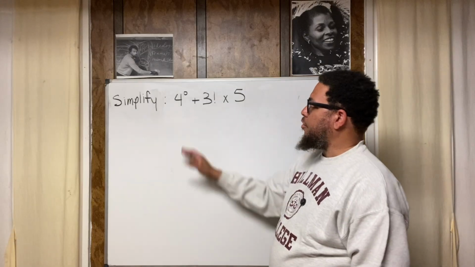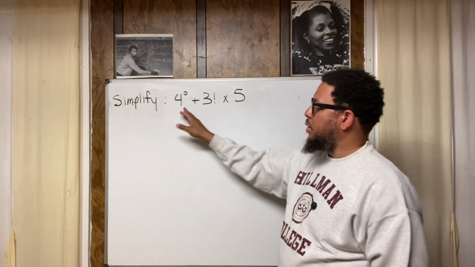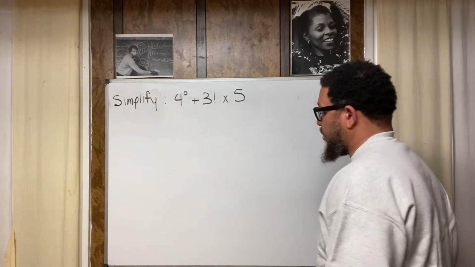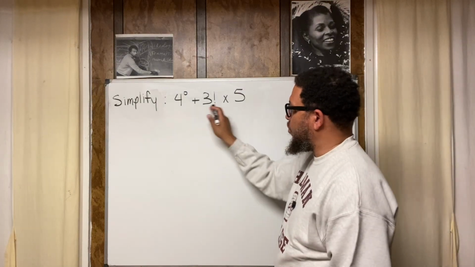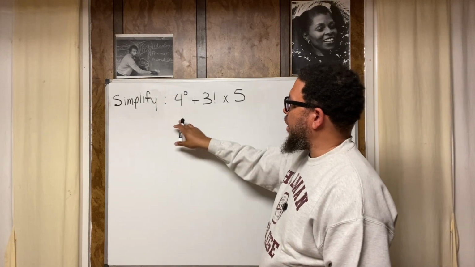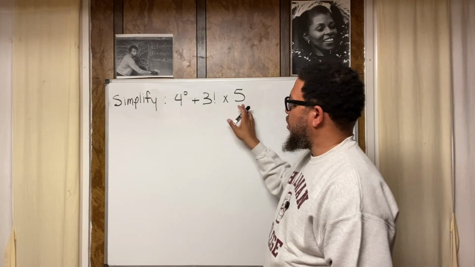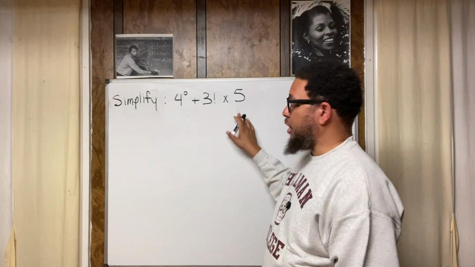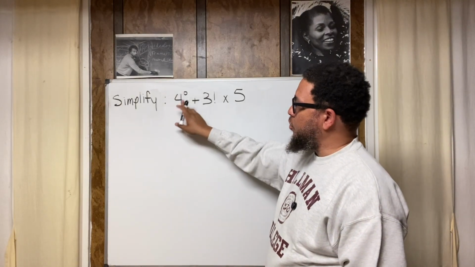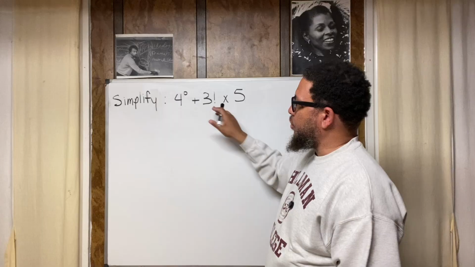So I got 4 to the 0 power, right? Now 4 to the 0, and I need to simplify that. Before I add anything or before I multiply anything, I want to simplify this and simplify this, right? 5 doesn't need to be simplified. You can leave 5 alone. But I want to simplify the 4 to the 0 power and simplify 3 factorial.